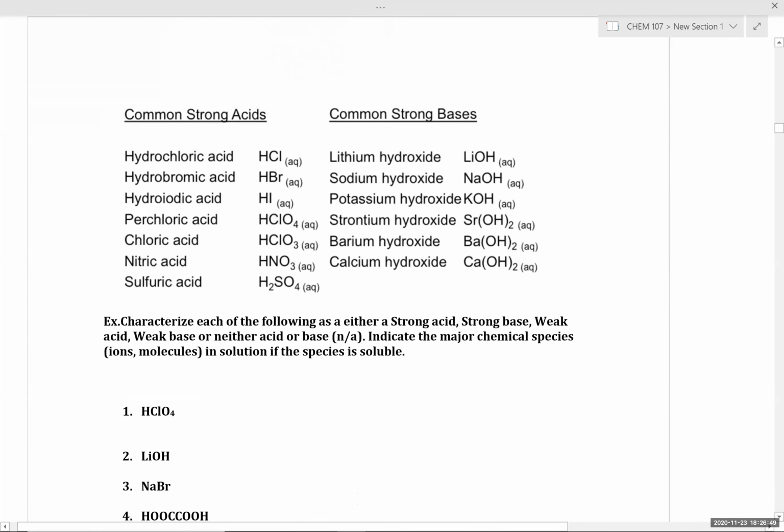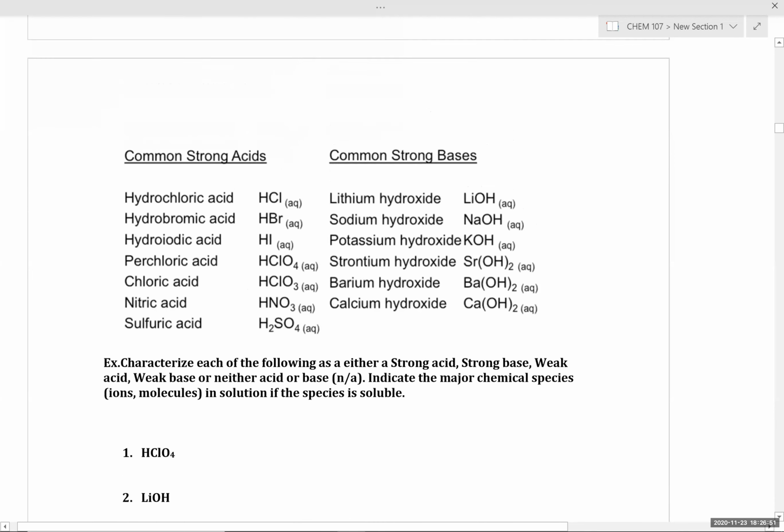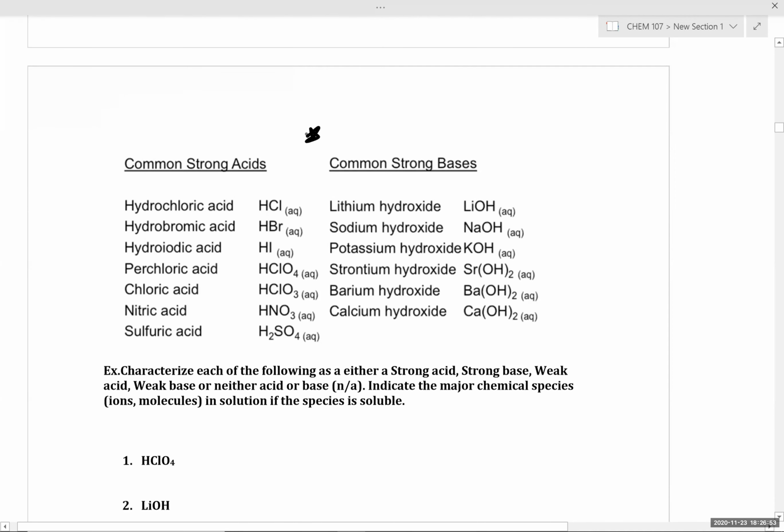Okay, so here's a list of common strong acids and common strong bases. This would be good to memorize or be familiar with at least. For the strong bases, if you just remember the 1A, 2A rule that I taught you earlier, that'll get you most of the way there. And for the strong acids, you just remember the halogens and your 4 strong polyatomic acids.